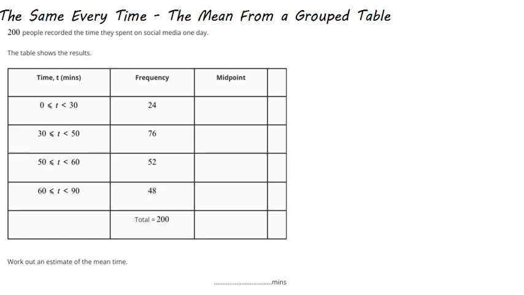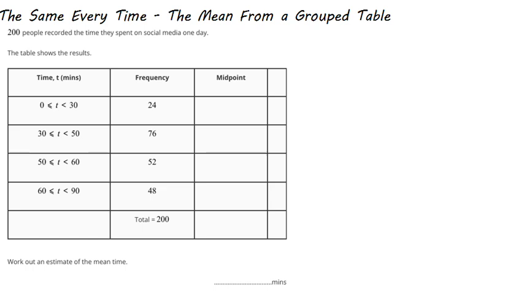The frequency tells us how many there are in each group. 76 people spent between 30 and 50 minutes on social media. 52 people spent from 50 to 60 minutes on social media, and so on. Our first task with this kind of question is always to find the midpoint of each group, the value in the middle. Sometimes the exam question will tell you to do that, sometimes they don't, but it is the first thing you must do. If you are finding the mean from a grouped table, the first thing is to find the midpoint of each group.